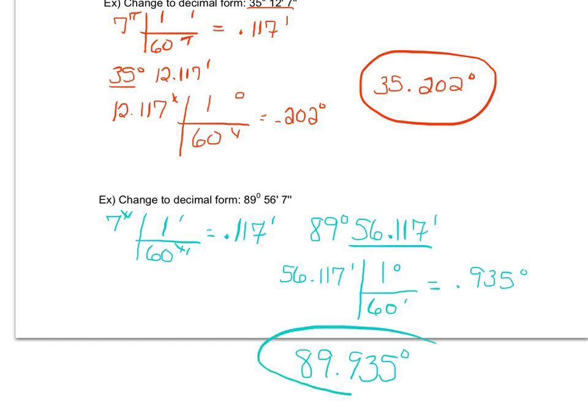So I'm going to go ahead and list my final answer as 89.935 degrees. And now I have a way of going back and forth between purely degrees with a decimal part, to degrees, and then the decimal part being instead written as minutes and seconds.